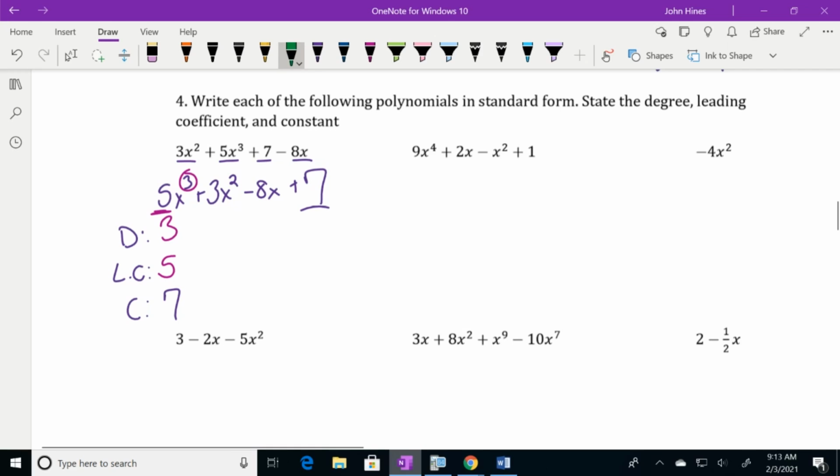All right, this next one. Highest power, 9x to the fourth. Who comes after x to the fourth? Well, normally x to the third, but I have 0 of those, so I'm going to skip over that because I don't have any. After x to the third, x squared minus x squared plus 2x plus 1. Degree, leading coefficient, constant. So my degree, my highest power here is 4. My leading coefficient is 9, and my constant is 1.